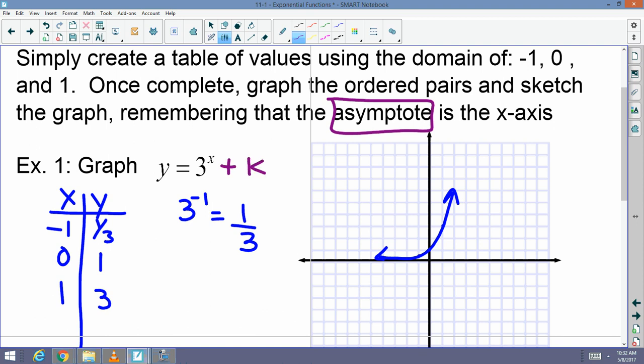Because there was nothing being added here. Do you guys remember the h and the k from quadratics? That the h moved it left and right, the k moved it up or down? Well, the k determines the asymptote here. So what am I talking about?